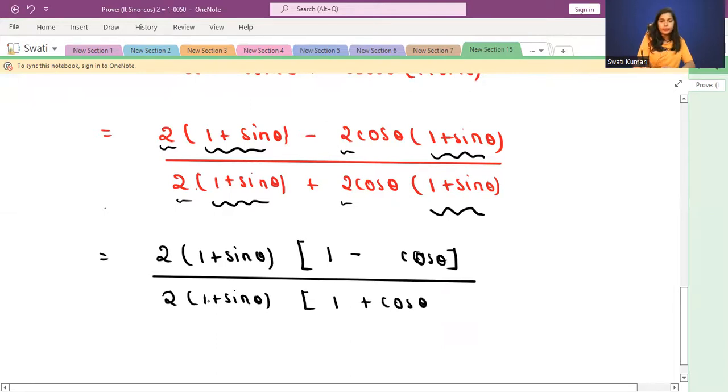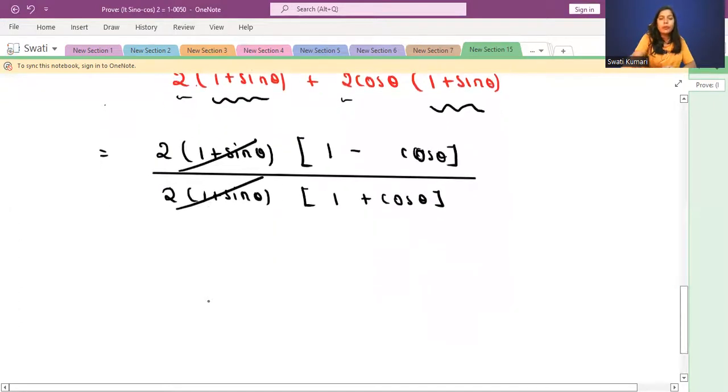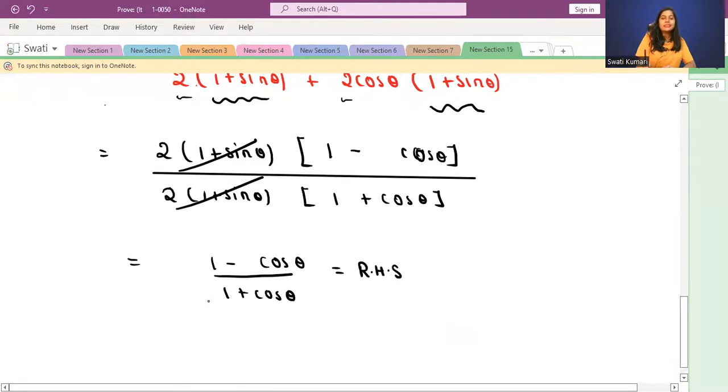All right. And now we can cancel this. So we are left with (1 − cos θ) upon (1 + cos θ). And do you know that this is our right hand side? Hence, we have proved. And that is the end of our proof.